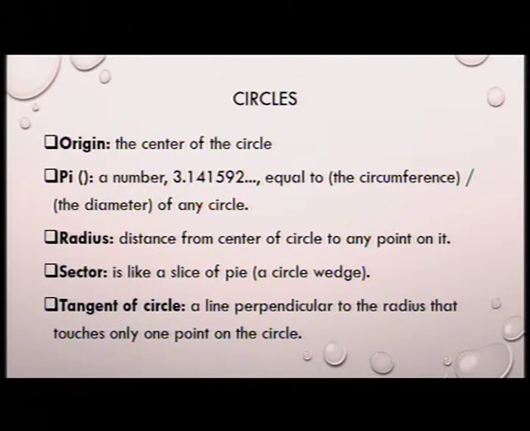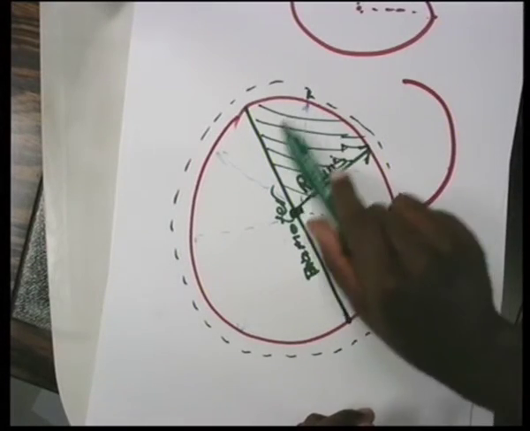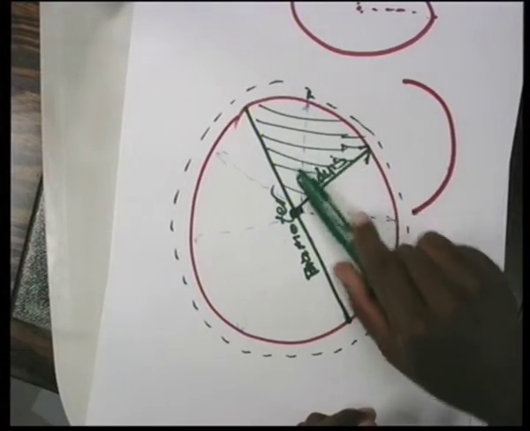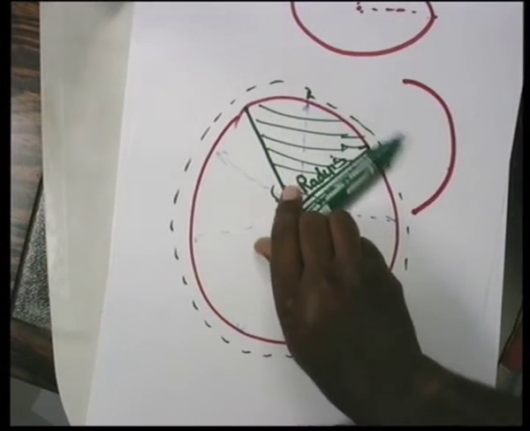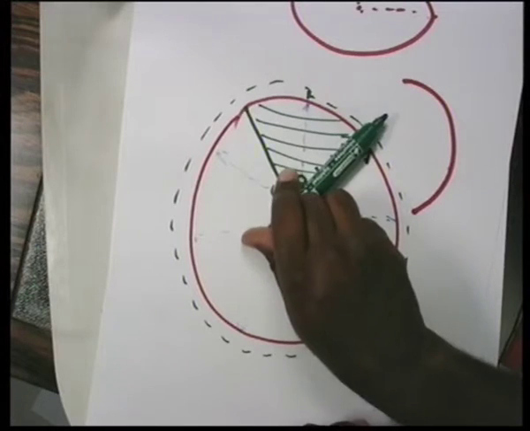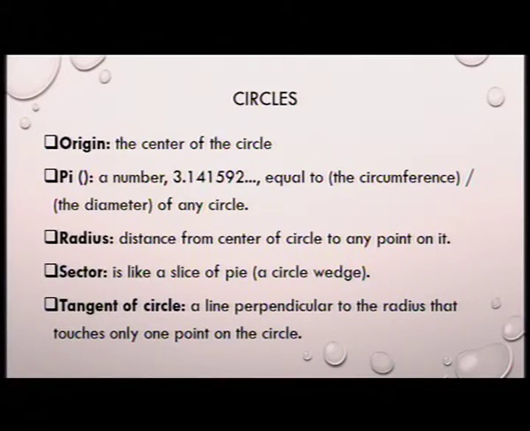Now a sector is like a slice of a pie, a circle wedge. In other words, if you want to look for a sector in this one, this part here, we can call it a sector of a circle. This part here that I highlighted, from that radius up to that radius, is called a sector. So for example, if you have a pie and you cut the pie into various sectors, then you can remove one piece and eat that one. That one, you eat a sector of a circle.